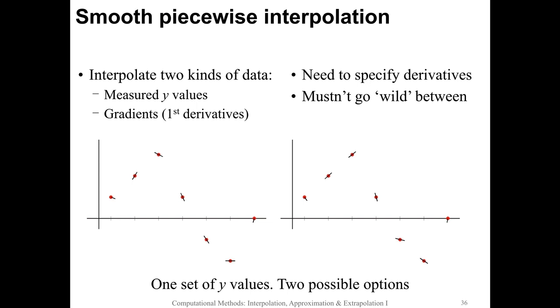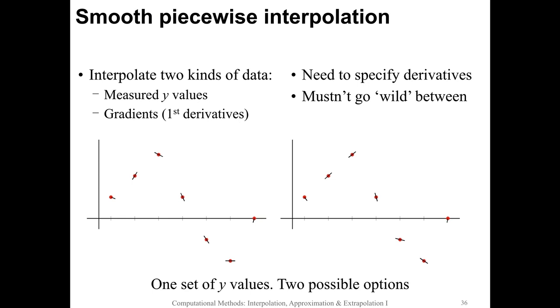So when we want to do smooth piecewise interpolation, there are actually two kinds of data that we're trying to interpolate. We're not just trying to interpolate the measured y values as we were before, these are the heights of the red points at each of the knot point locations, but also we're trying to interpolate the gradients, or the first derivatives, of our functions.